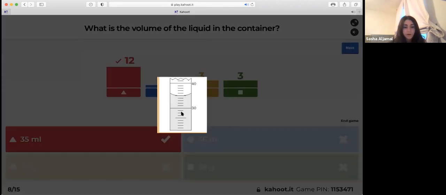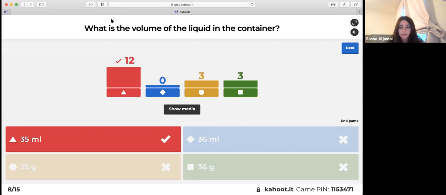Okay, for this one, I think it's just from 30 to 40, and then how many lines are there. So you can see there's 1, 2, 3, 4, 5. And then you can see that here it's 5, so it's gonna have to be 35 milliliters. But I'm going to end it. Yeah, I'm going to end it here.